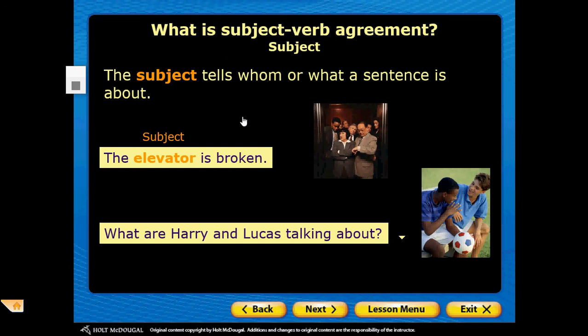All right. What are Harry and Lucas talking about? Who's talking and who are we asking about? Harry and Lucas. So who is the subject here? Harry and Lucas. And we studied in the last grammar lesson that this is a compound subject. Okay, and what is a verb?